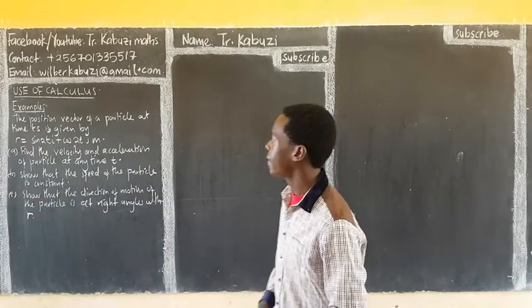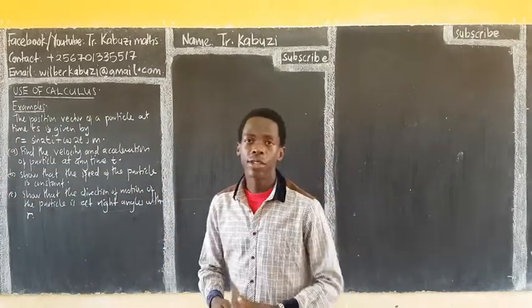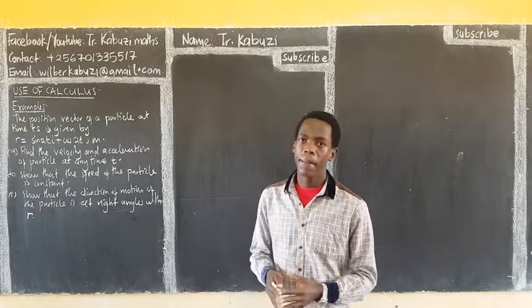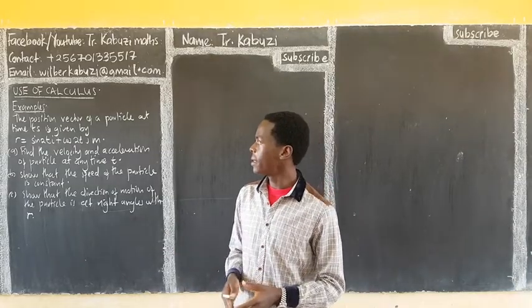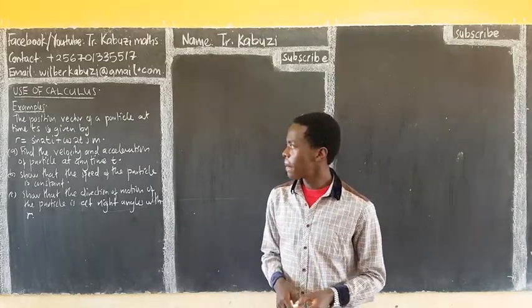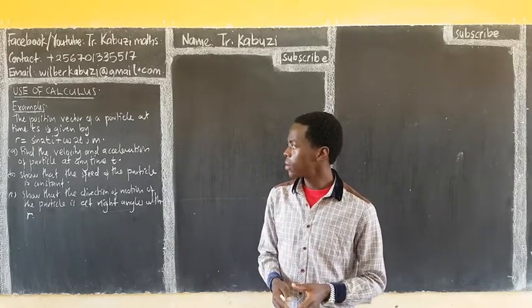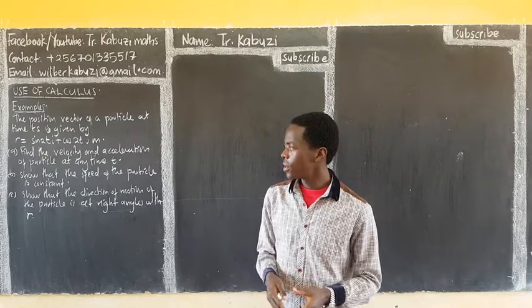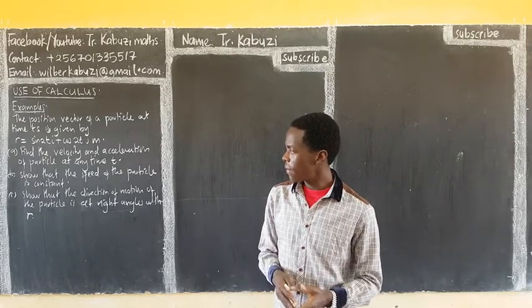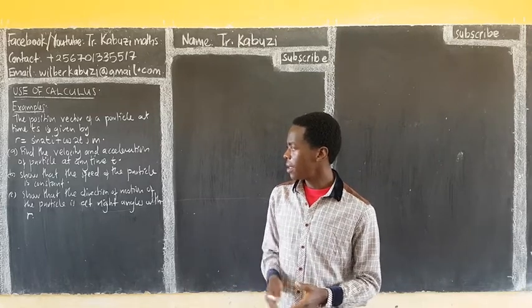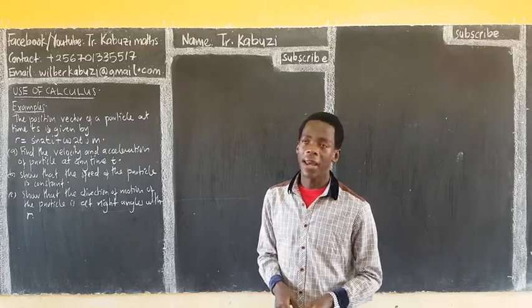Okay, let us see this question. A position vector of a particle is given by that at any time t. Find the velocity and acceleration of the particle at any time t. Then B, show that the speed of the particle is constant. Then show that the direction of motion of the particle is at right angles with r.